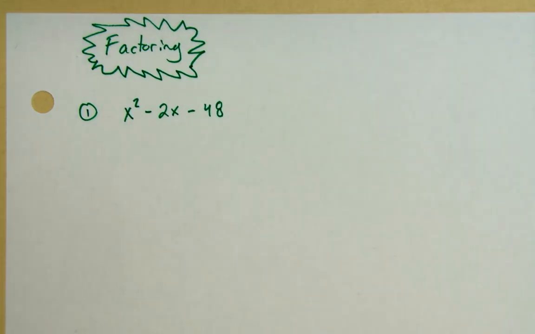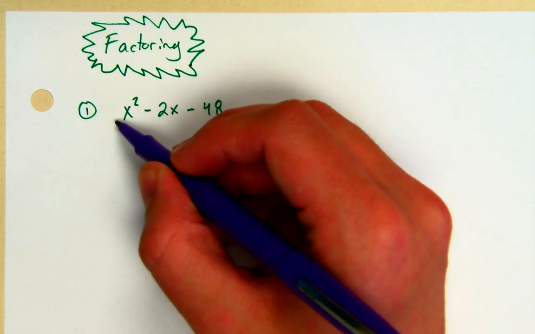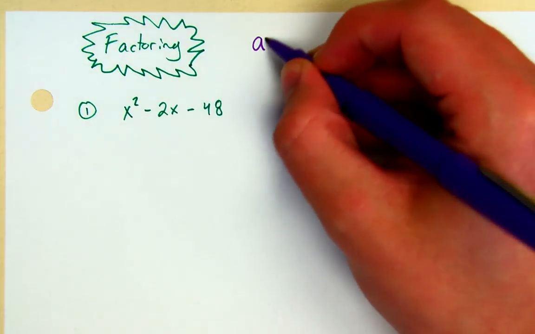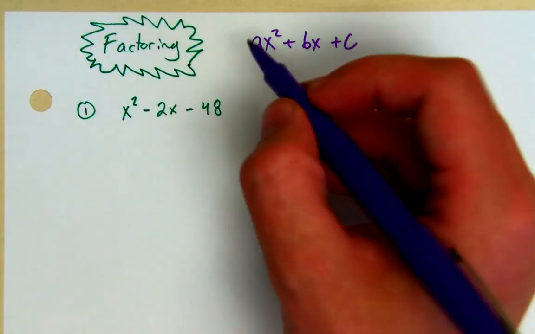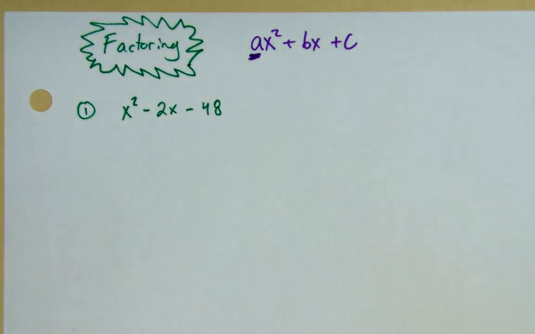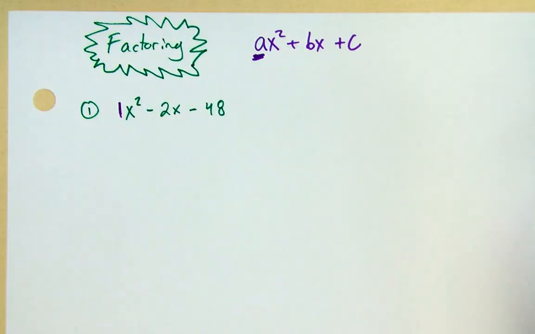Alright, so in this video we're going to cover factoring. We're going to review 3 different types of problems that can come up for you to factor. So the first thing you should look at when you look at the equation is a. In standard form, we have ax squared plus bx plus c. So a is the coefficient out front. Here there's a 1, so we say a is equal to 1.